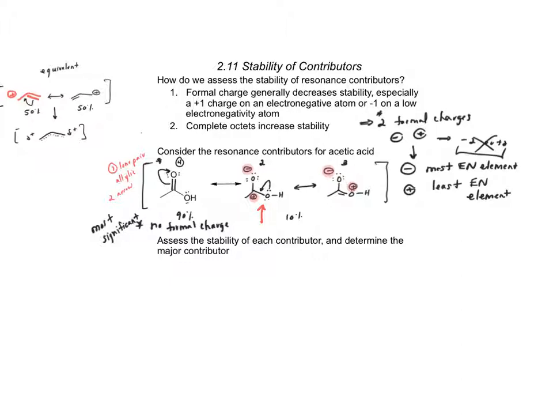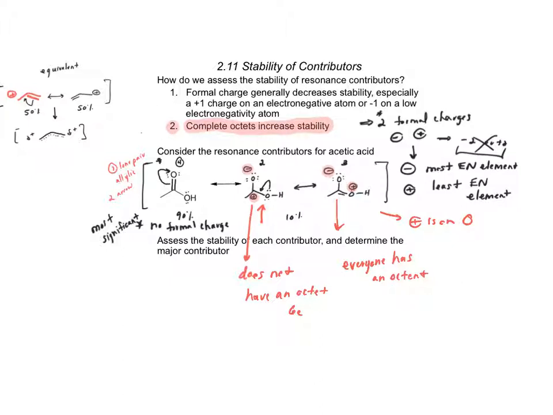That would be true as long as our other little qualifying factor wasn't different between the 2, right? So then we always want to complete octets, right? So in structure 2, carbon, this guy right here, does not have an octet, it only has 6 electrons. In this guy, everyone has an octet. And you can go through and count those if you'd like to. So even though in structure 3, the positive is on oxygen and not on carbon, structure 3 is still the more significant of the two because everyone has an octet.